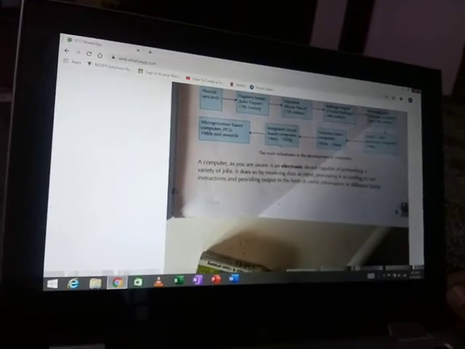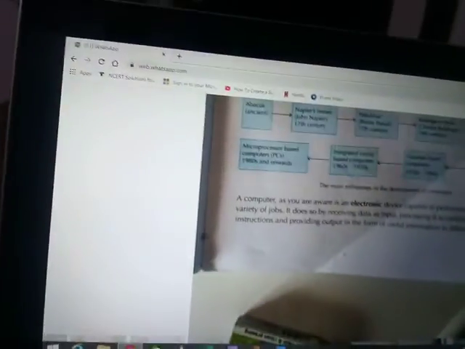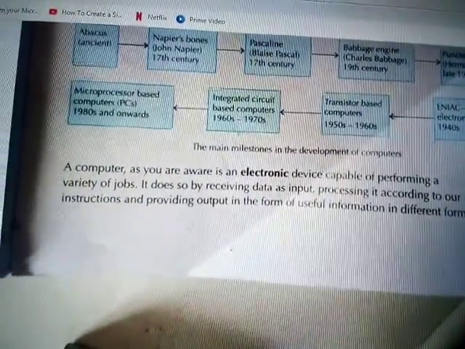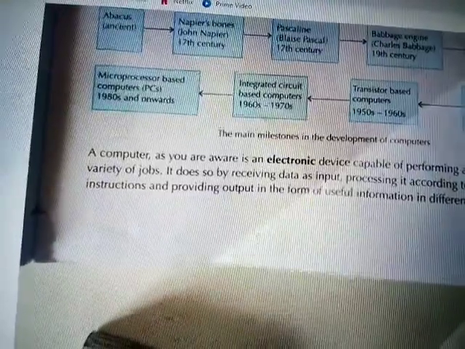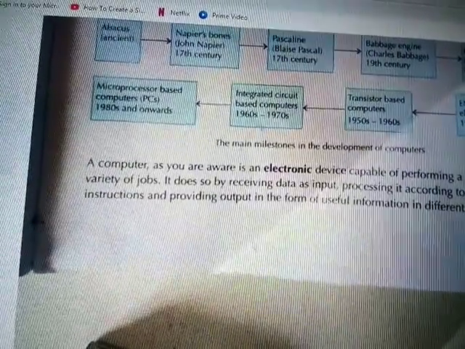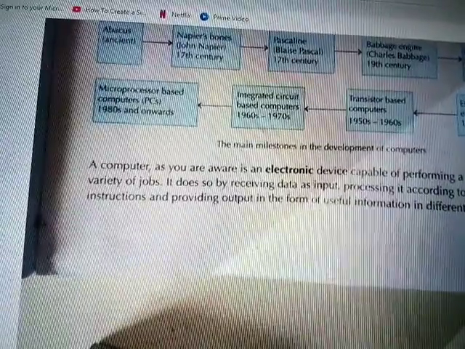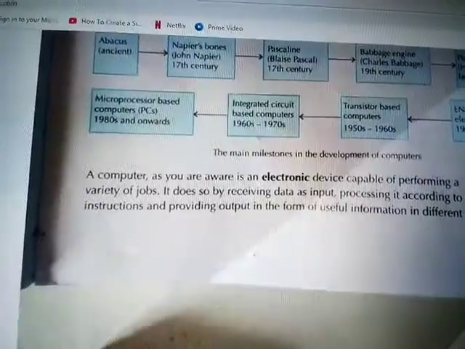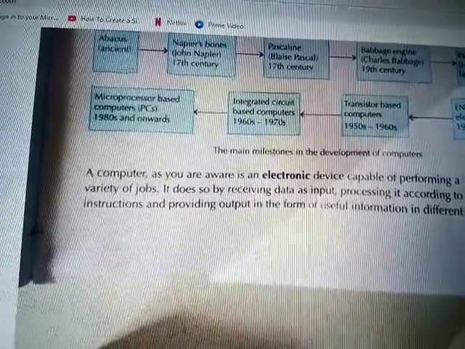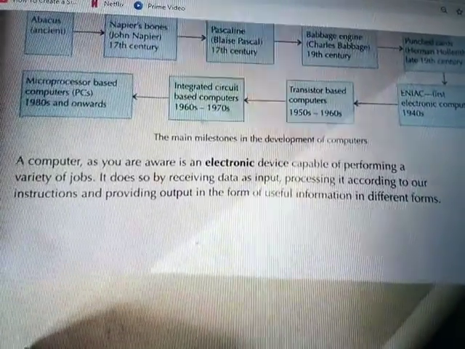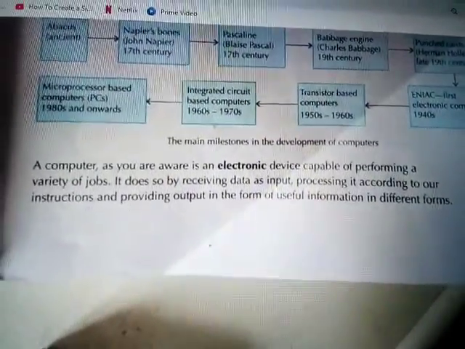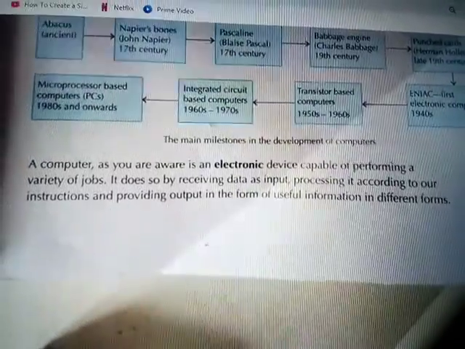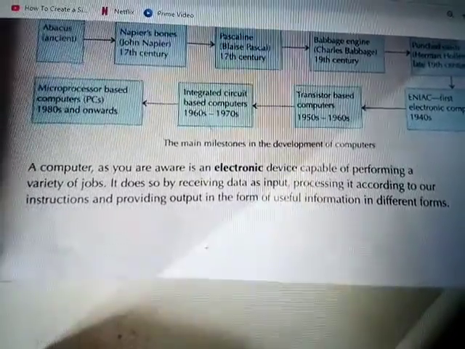Now next, as you are very well aware, what is a computer? It is an electronic device. It can perform a variety of jobs. A computer is an electronic device which can perform a variety of operations. It does so by receiving input and processing it according to our instructions and providing output in the form of useful information. How is the job performed? First, it receives the input from input devices like keyboard, mouse, and so on.